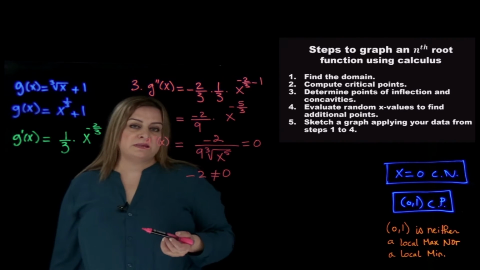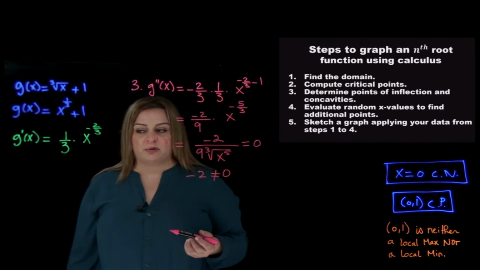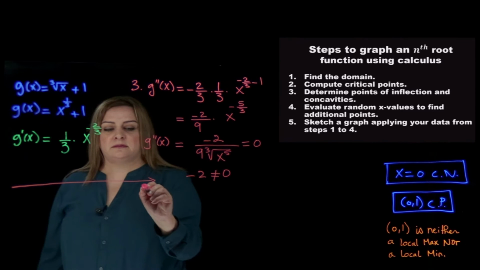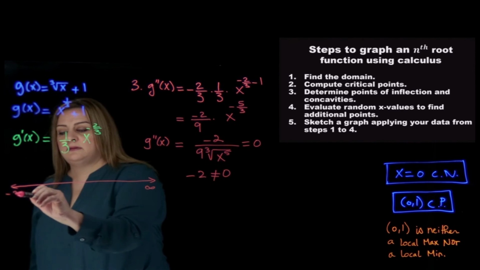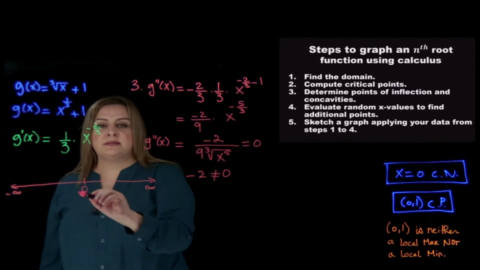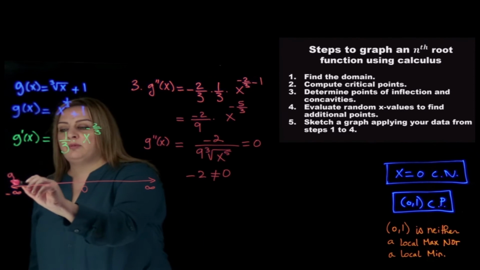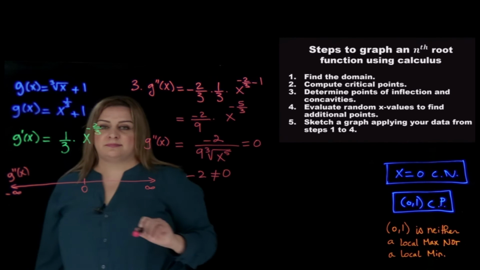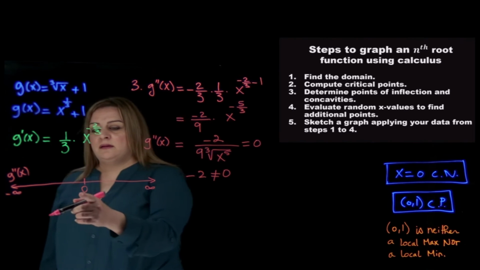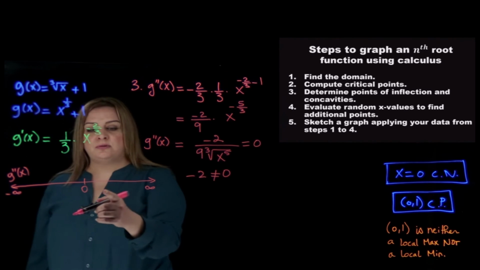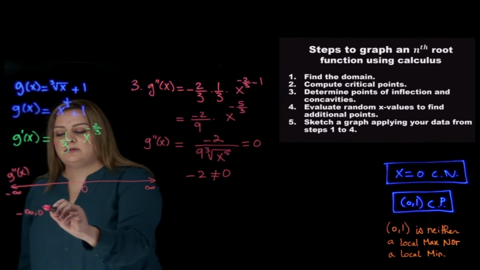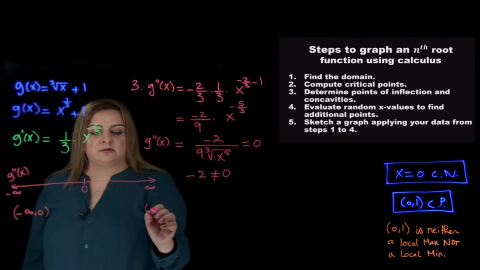To do so, I always like to use a number line. To draw the number line, I will do this, and label 0 and checkpoints around 0 in g double prime of x. I have to consider the two intervals, negative infinity to 0 and 0 to infinity.